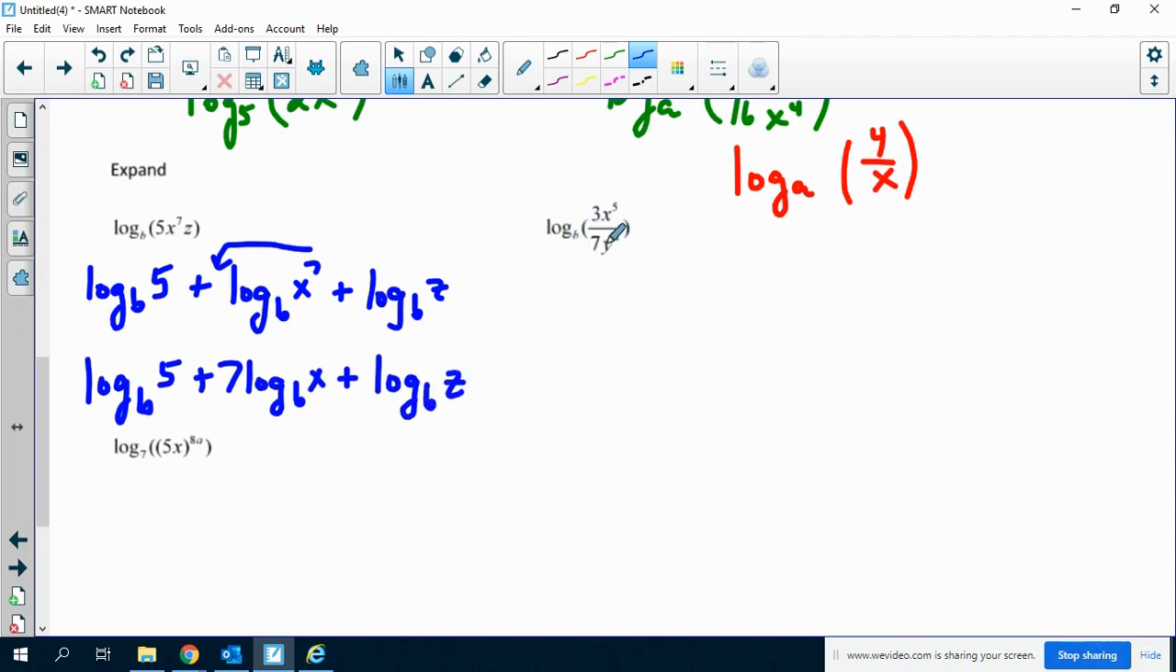Log base b of 3x to the 5th over 7y to the 4th. Log base b of 3x to the 5th minus log base b of 7y to the 4th.